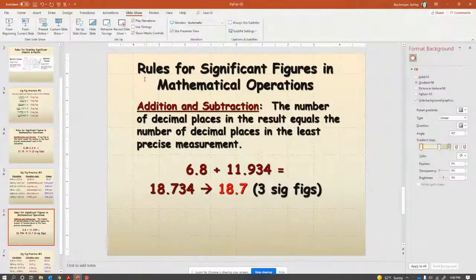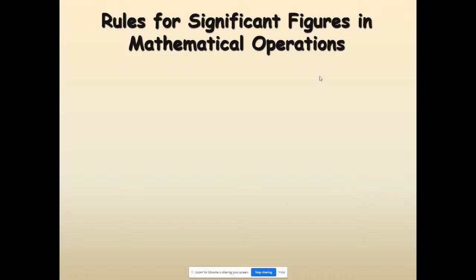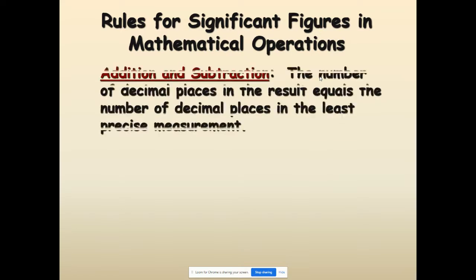All right, so on this one here, we are going to look at, once again, math. The math operations. We just got done looking at multiplication and division. So now you're going to be looking at adding and subtracting. With addition and subtraction, our final answer is based on whichever number has the fewest decimal places.